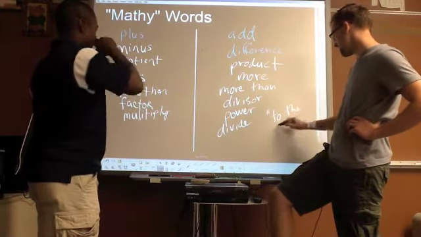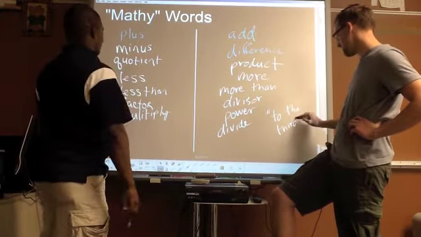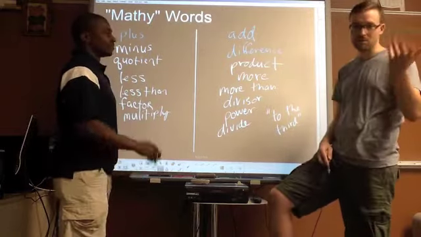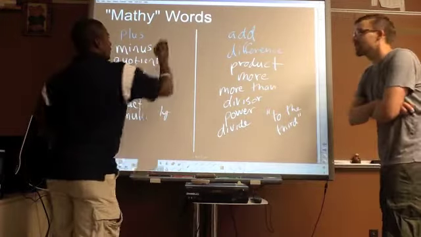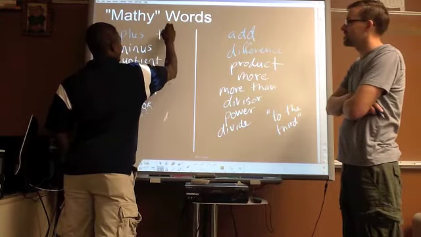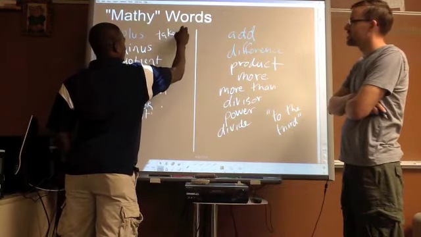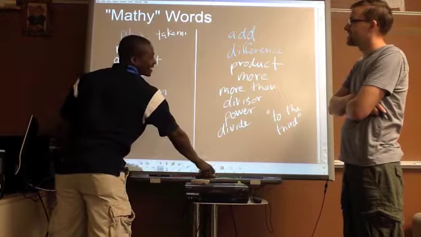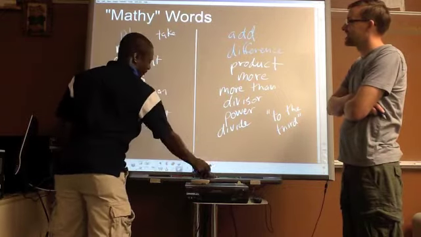It's fine. 2 to the third, or 2 to the fourth, is something we might see sometimes. That's for an exponent. I got one for you. Take away. That means minus, take away.